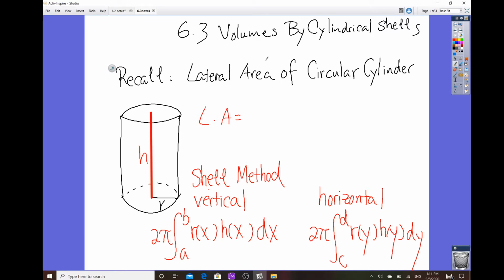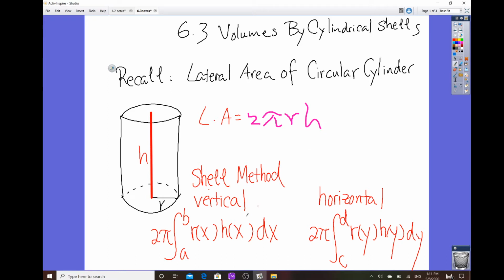And let's record the lateral area of a circular cylinder. The way to find the lateral area of a cylinder is 2 pi r, the circumference of the base, because that's a circle. So 2 pi r times the height. Okay, so 2 pi r times the height.